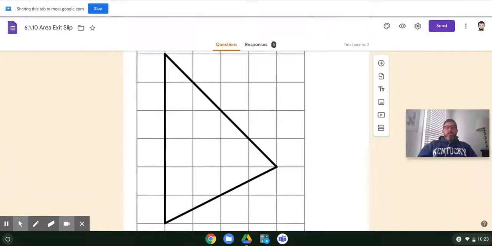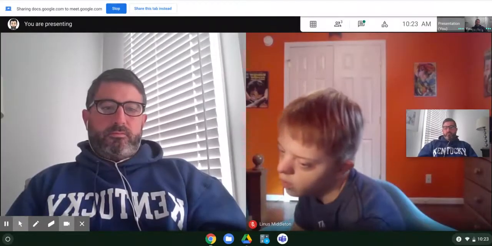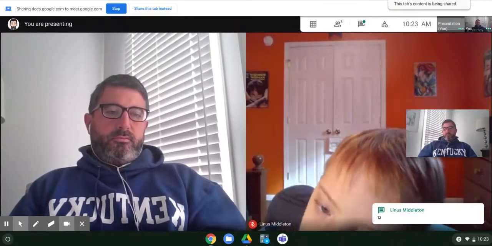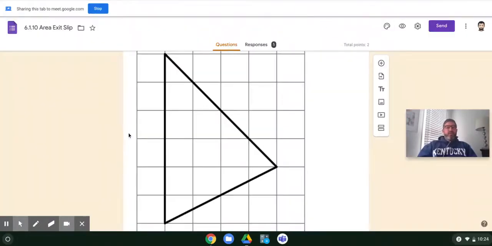4. So if we know our base is 6 and our height is 4, what does that make the area of this triangle using our formula? 12, that is correct. Our base is 6, our height is 4. We know the formula for the area of a triangle is base times height divided by 2. So 6 times 4 divided by 2 is 12. Nice job.